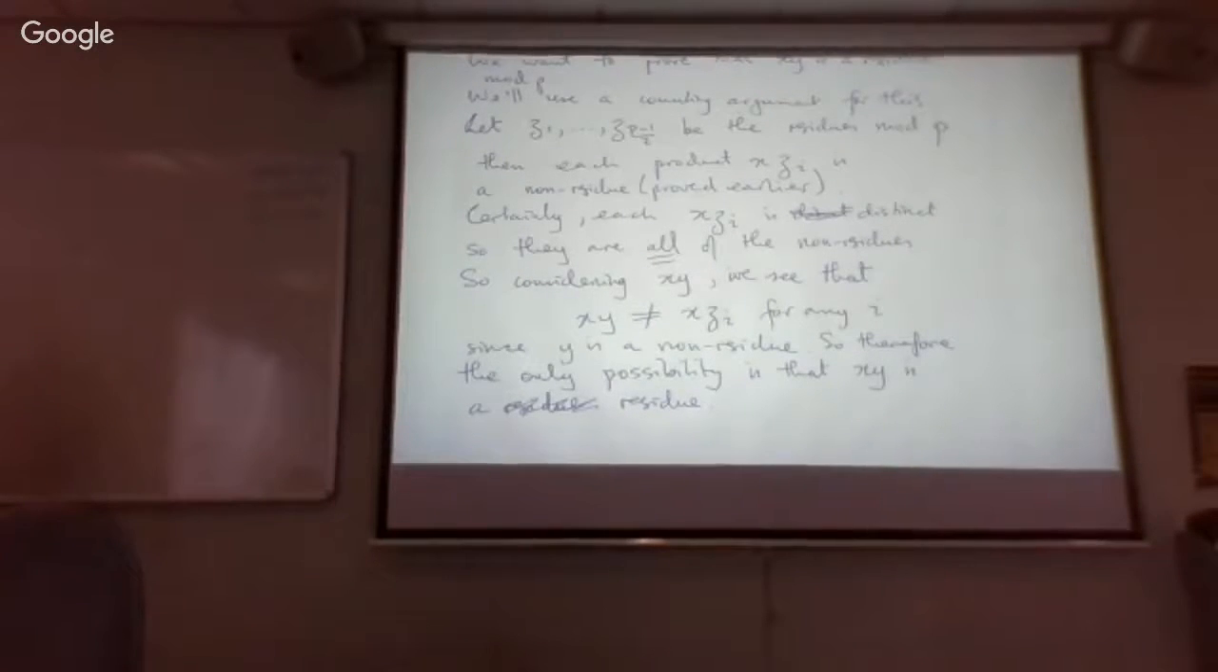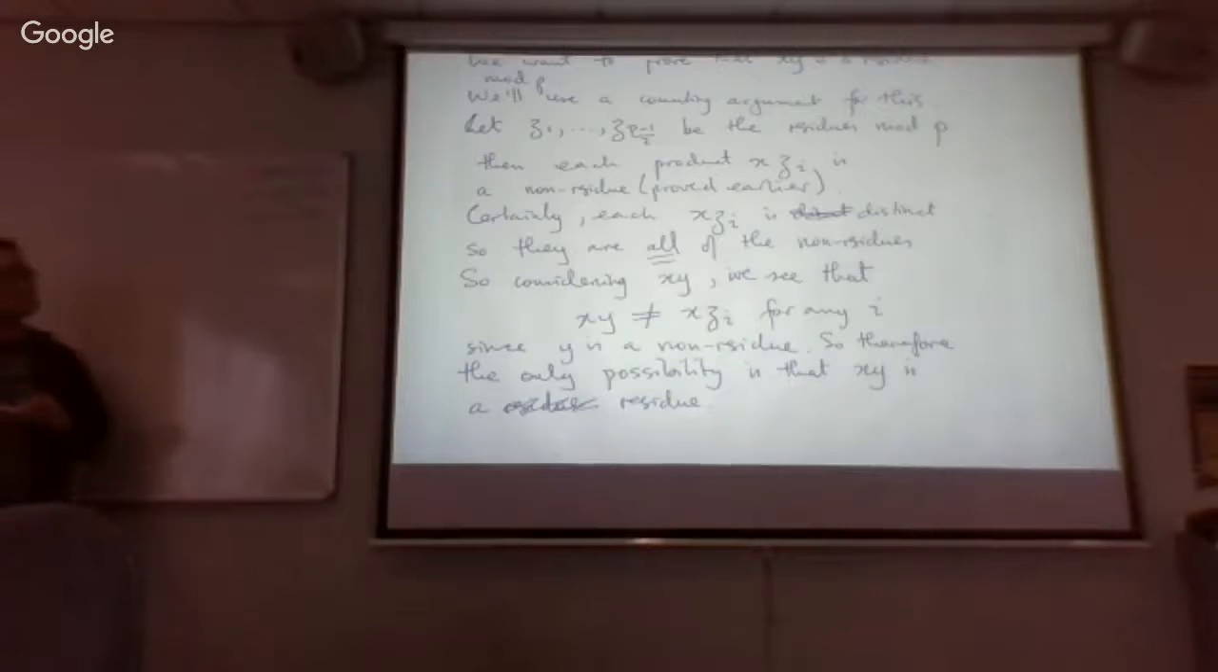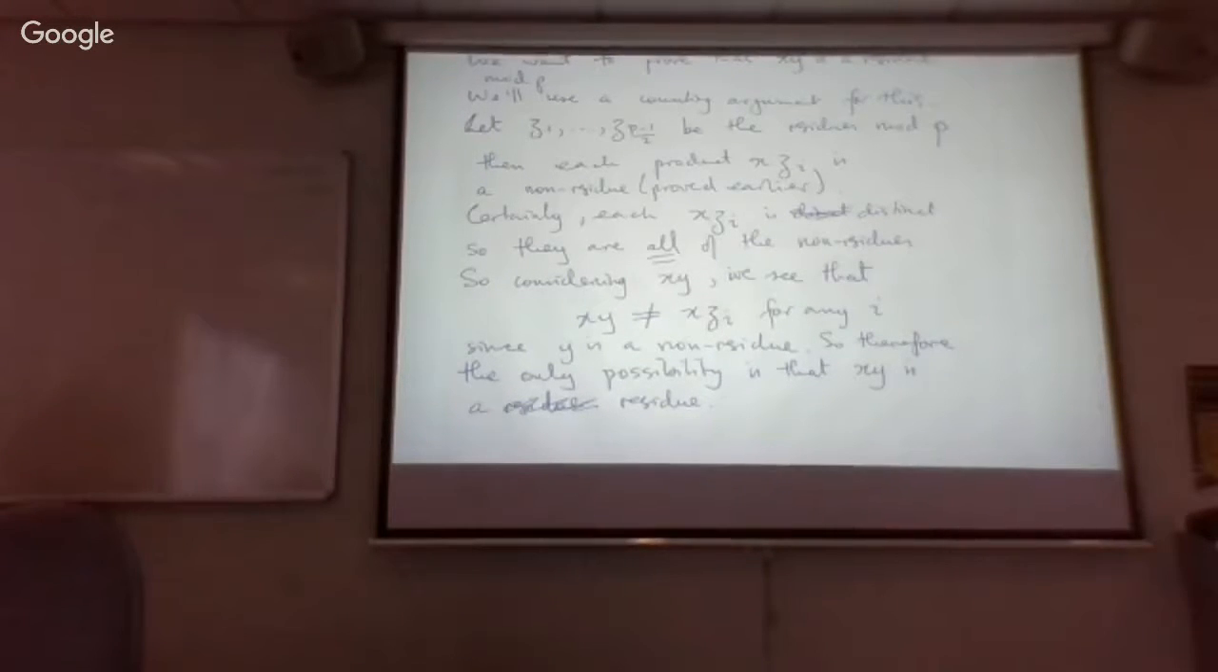Okay, any questions about that argument or things that I can clarify for you now? Okay then. So that's good. We've got some initial results. Half of the elements are residues, half of them aren't, and we have this structural thing about how they multiply together.